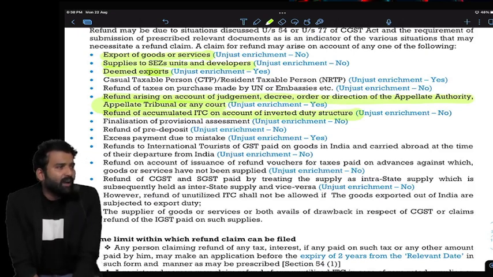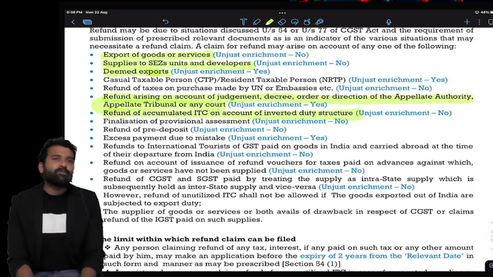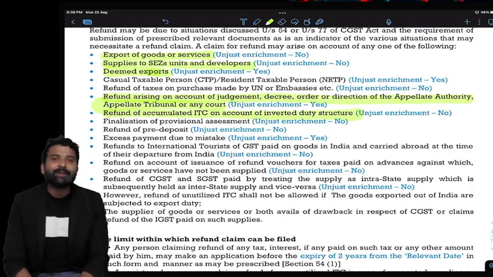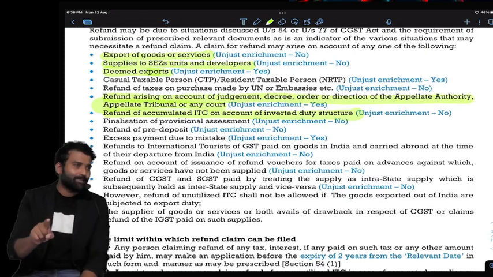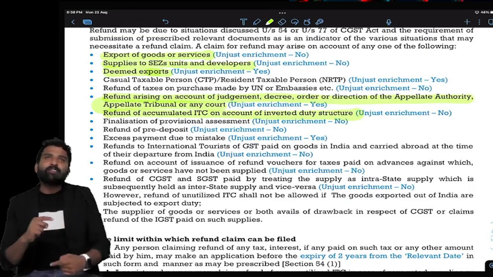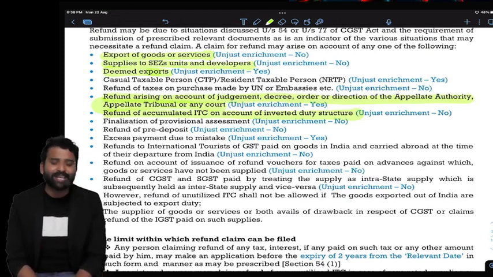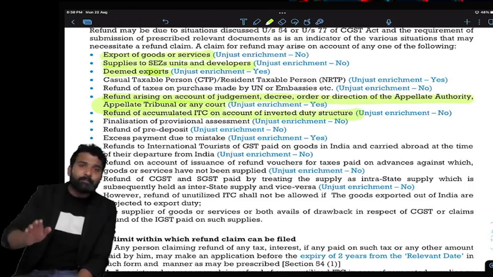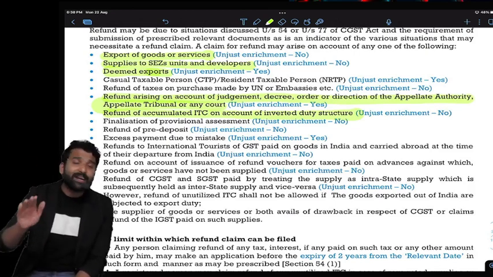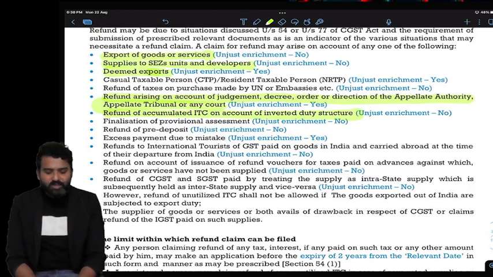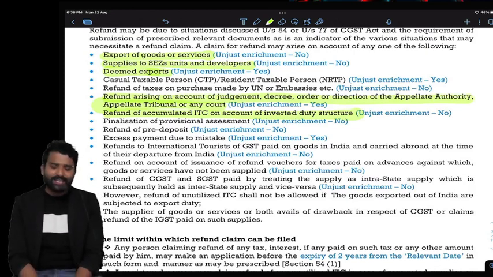I don't have to prove the unjust enrichment because I am not claiming the refund of the sale. I am claiming the refund on purchases. So in the case where I am claiming the refund on purchases, not on the sale, of course there is no requirement to prove unjust enrichment.